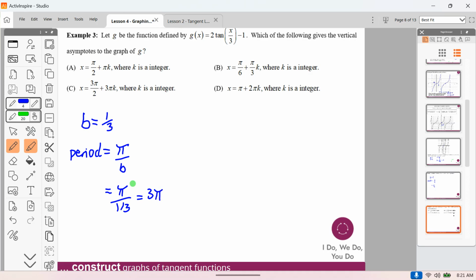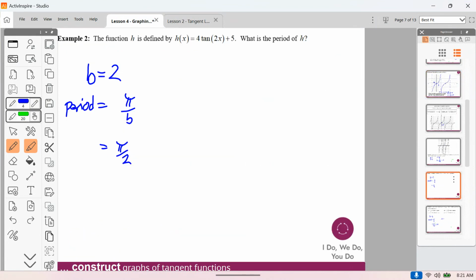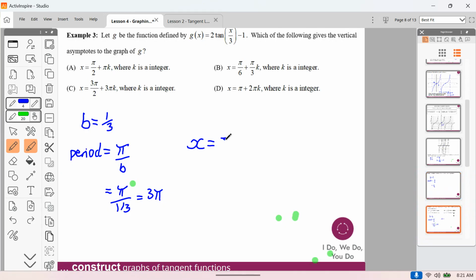The asymptotes are going to be occurring, the first asymptote, because the C value is 0. Because the C value is 0, this hasn't moved, so the asymptotes are spaced either side of this point, so halfway across. That means our first asymptote is going to be 3 pi divided by 2. And then our next one occurs at intervals of n 3 pi. C.